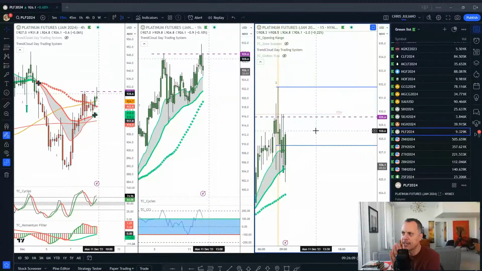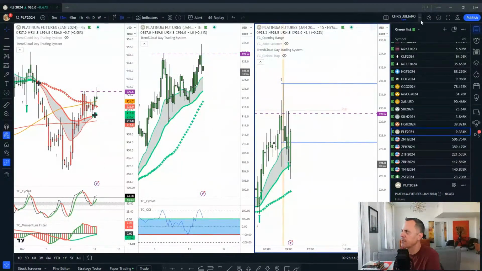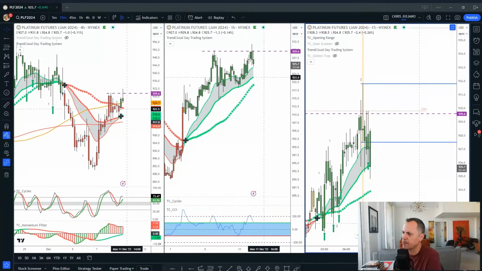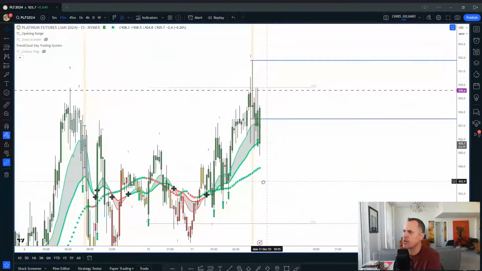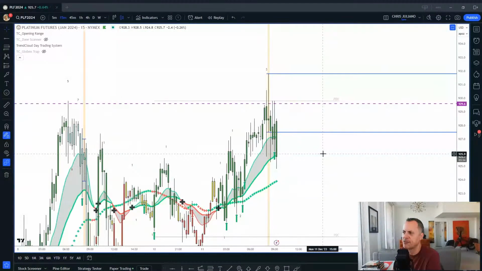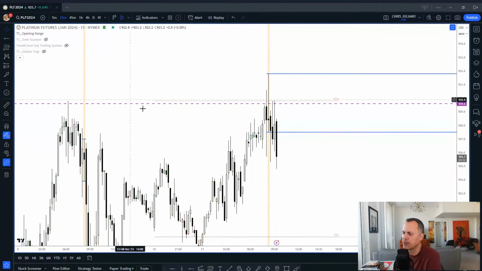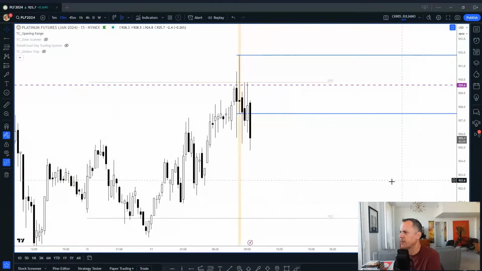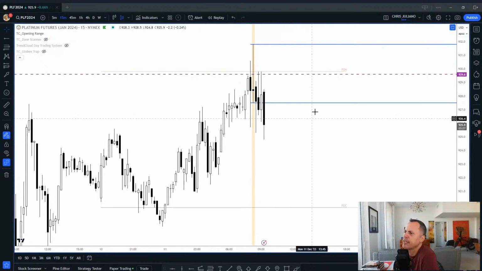Why is this breaking out to the downside? Well, you have to start thinking to yourself, bear trap, right? Bear trap. We broke past structure. We have to trade what we see. And what we're seeing is some kind of breakout to the downside. This has got to be some kind of bear trap.